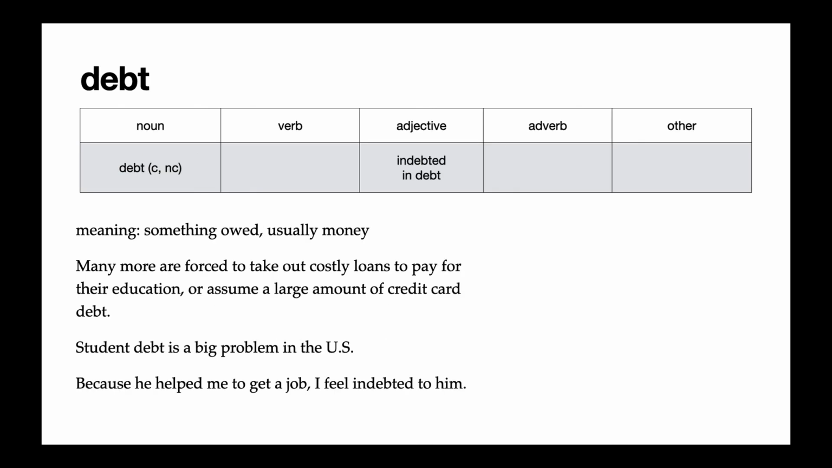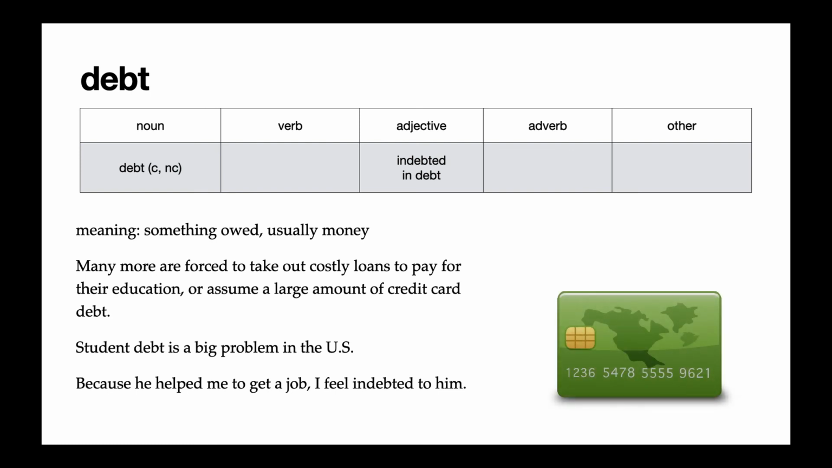Our next word is debt. Debt is a noun that means something owed, usually money. Notice that the B in debt is silent, so it's pronounced debt, not debt. In the reading we said many more are forced to take out costly loans to pay for their education or assume a large amount of credit card debt.